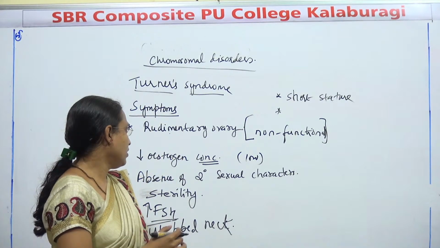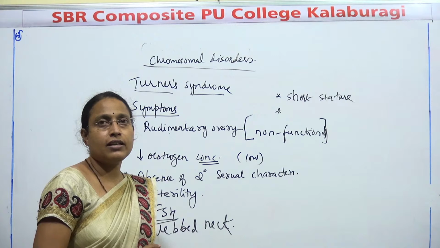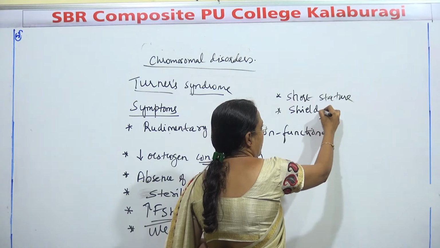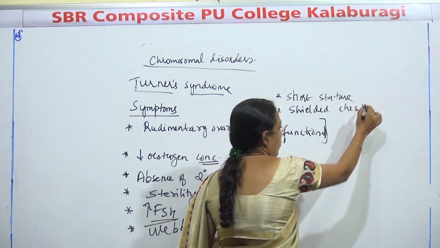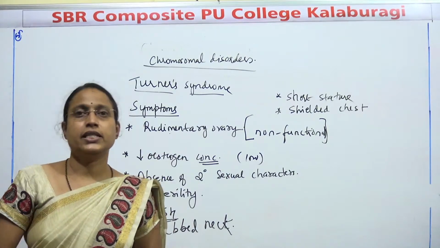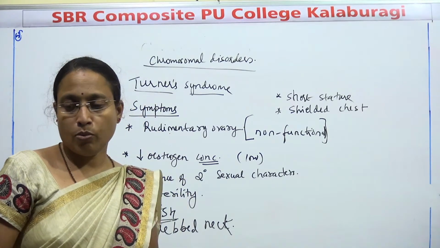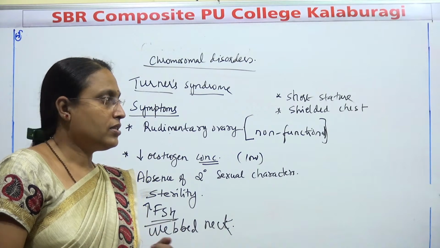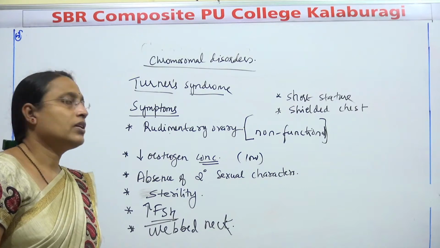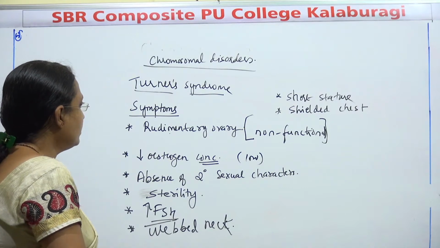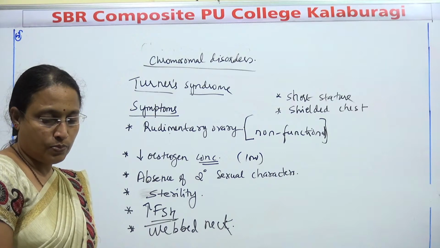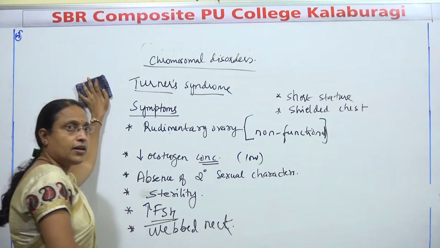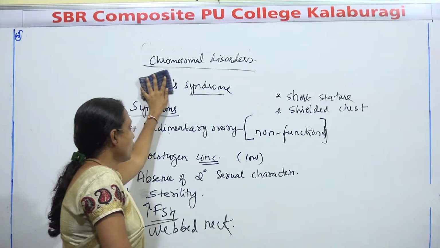Then shielded chest. A box-like chest is called a shielded chest. Very much box-like, typically different from the normal rib cage. That will be the shielded chest, etc. These are some of the symptoms associated with Turner's syndrome. So this completes Turner's syndrome, which involves the absence of one of the X chromosomes.